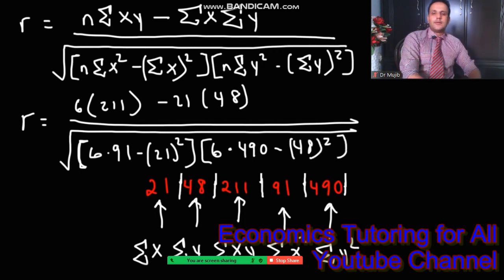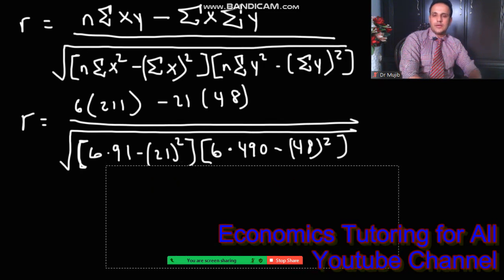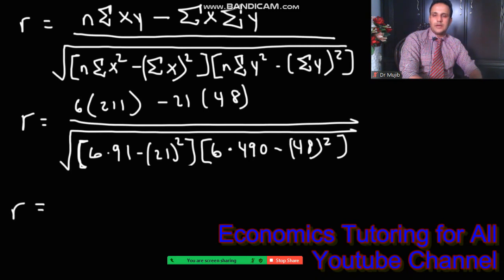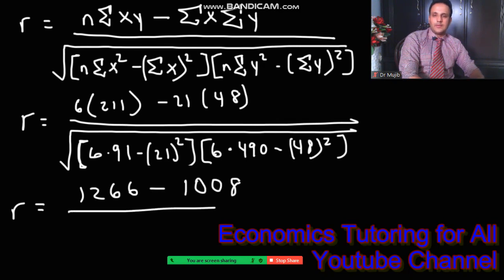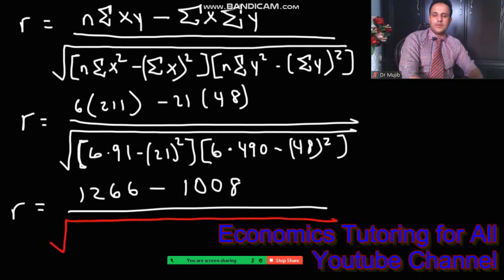Now it is simple because we have to simplify these observations. We have to multiply 6 with 211 and then subtract from it the second term, 21 multiplied by 48, divided by the root. After simplification, multiplying 6 with 211, we got the value 1266, and multiplying 21 with 48, the value calculated is 1008.